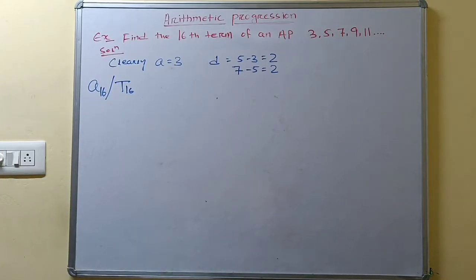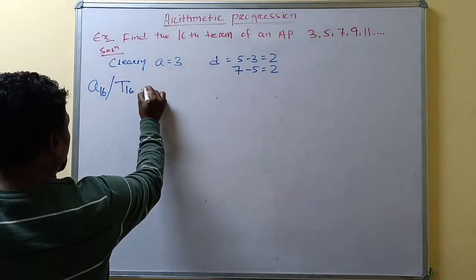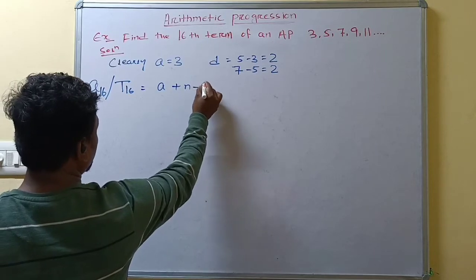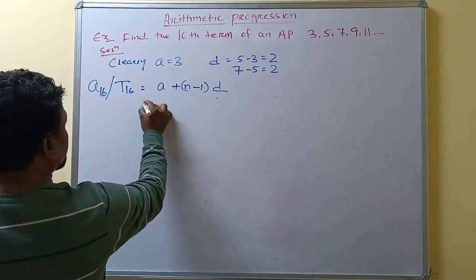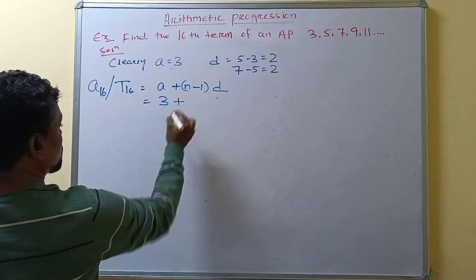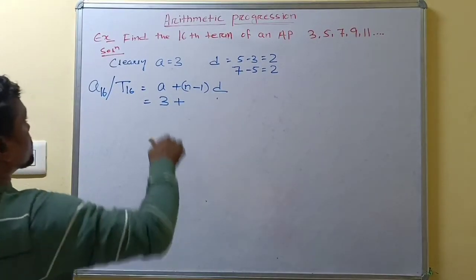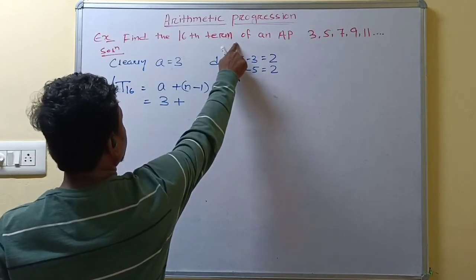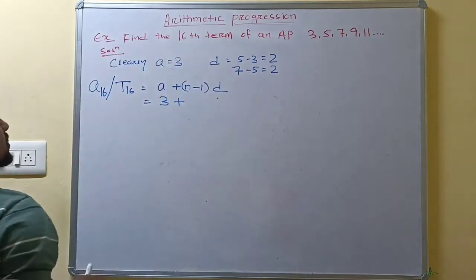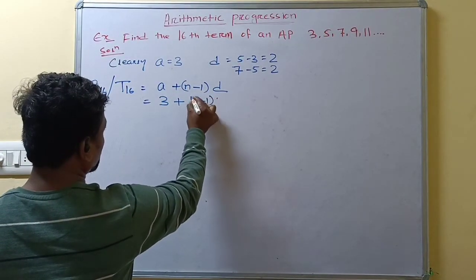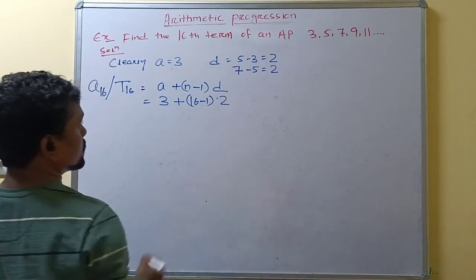Okay, T16 equals how much? You know the formula is a plus (n minus 1)d, right? Here a equals 3, and n is the number of terms. The 16th term is being asked, so we find the 16th term: 3 plus (16 minus 1), and d is equal to 2.